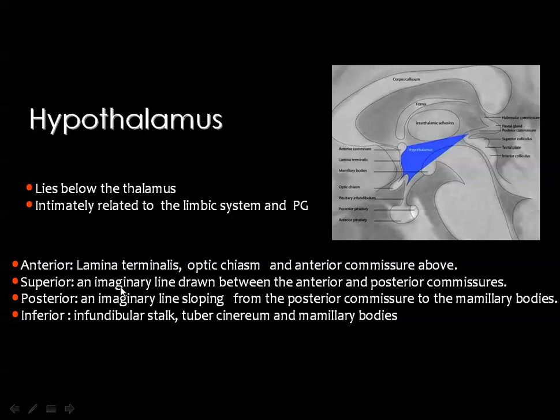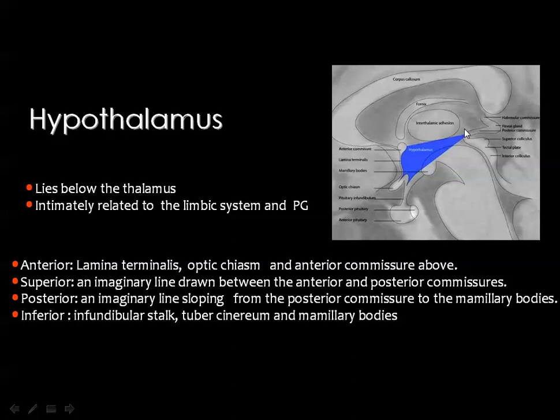Anteriorly, it is formed by the lamina terminalis, this area, the optic chiasm, this area, and the anterior commissure. Anterior commissure, lamina terminalis, optic chiasm. Then the superior aspect of the hypothalamus is just an imaginary line drawn between the anterior and posterior commissures. This is the posterior commissure, and this is the anterior commissure, and you draw a line here. This is the superior aspect of the hypothalamus.